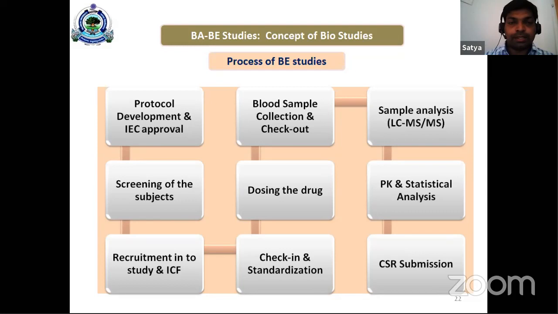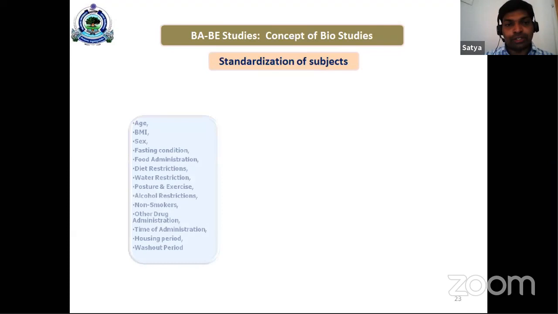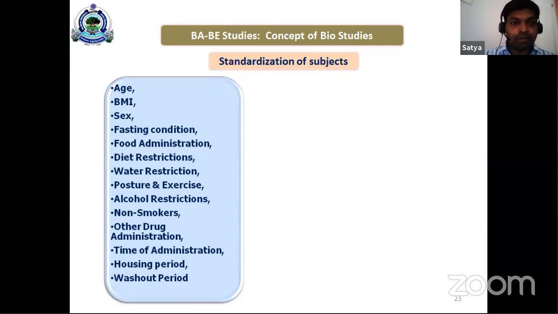So in an earlier slide, I mentioned standardization. What standardization is required? Like age. Regulators differ, but for most bioequivalence studies, you have to take subjects 18 years of age and above. And BMI, in most cases, 18.5 to 30 kg per square meter. Few guidelines say either sex, male or female, and few guidelines say that if the drug is administered to females, then you have to take female volunteers only.